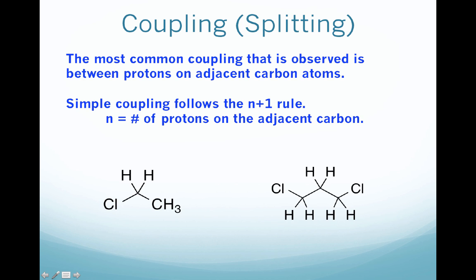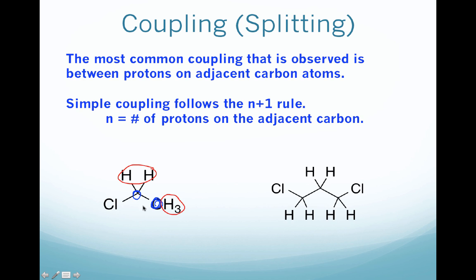So the most common type of coupling pattern that you're going to observe is from protons that are on adjacent carbon atoms. If we look at chloroethane, for example, these two carbons are adjacent. Each carbon has protons attached. We have this CH2 group on this carbon, and on the adjacent carbon, a CH3 group.